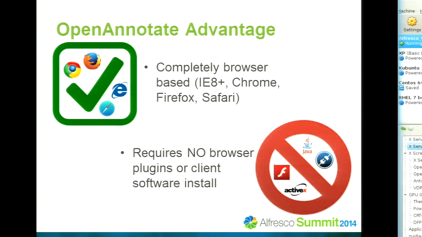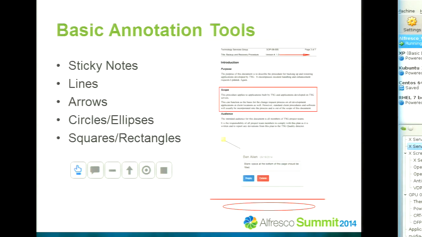The advantage of OpenAnnotate is it's completely browser-based. There's no plugins. It works with all of your favorite and maybe not so favorite browsers, i.e. IE8 plus included. As I said, no plugins, no ActiveX, no Java applets. So basic annotation tools available within OpenAnnotate are sticky notes, lines, arrows, circles, ellipses, squares, and rectangles.